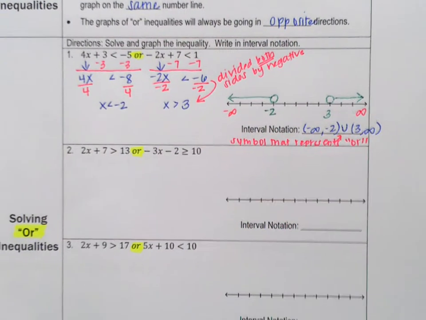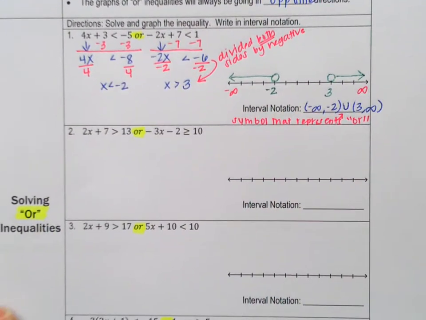Okay, let's look at number 2. So number 2 is pretty similar to number 1. We have an or inequality. 2x plus 7 is greater than 13, or -3x minus 2 is greater than or equal to 10. So what I want you guys to do is just start by solving on your own. 2x plus 7 is greater than 13.